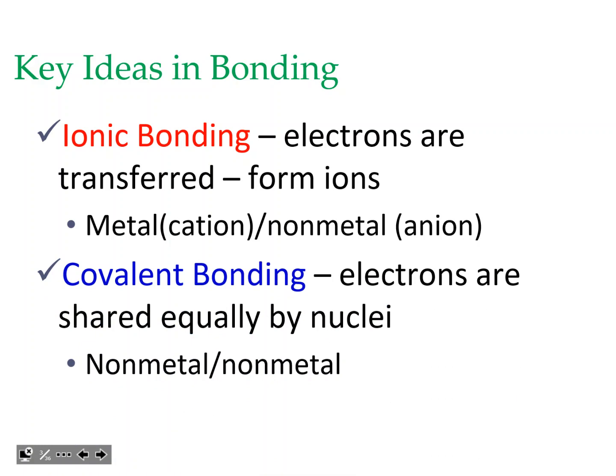Covalent bonding. Electrons are shared equally by the nuclei, and this is usually a non-metal case, although sometimes you might see a metalloid bonded to a non-metal. In most cases, metalloids bonded to non-metals are going to fall under the covalent category where they're sharing electrons, okay?